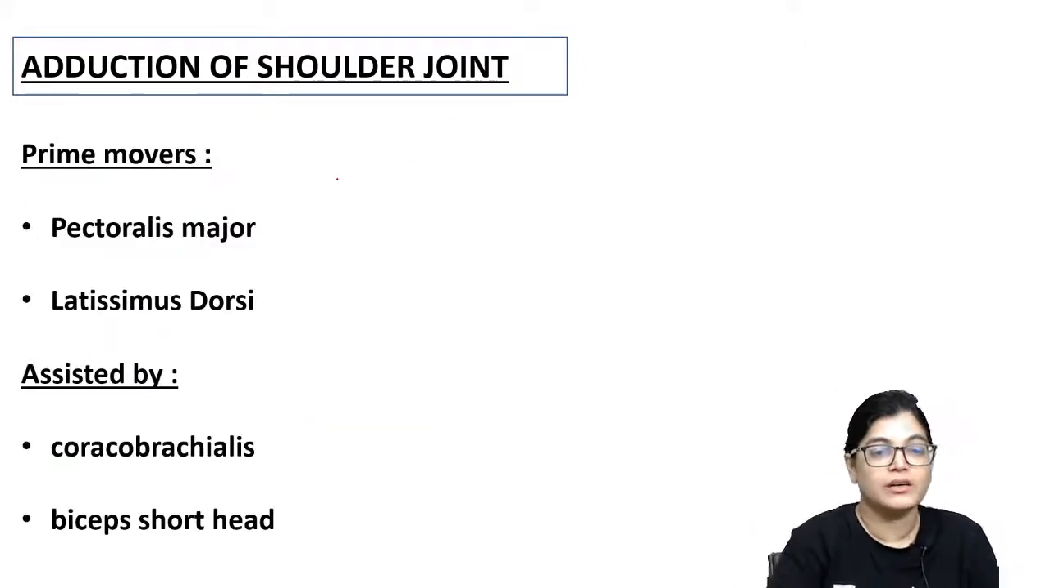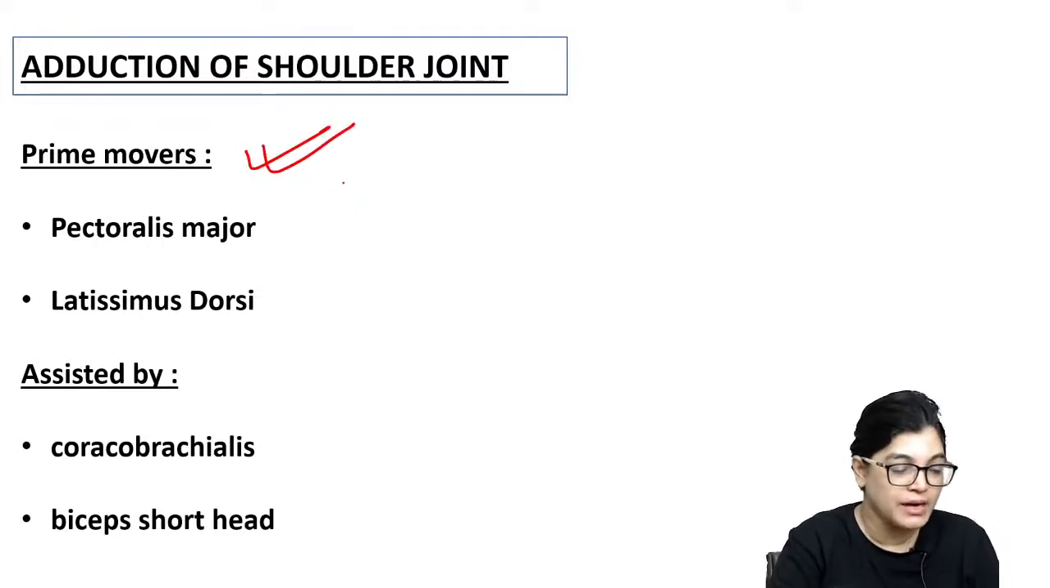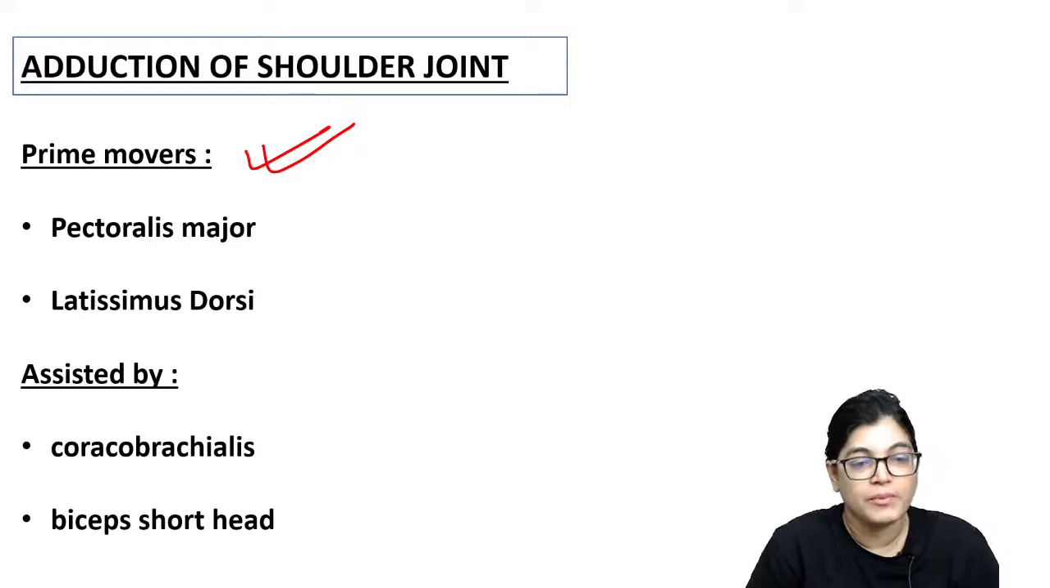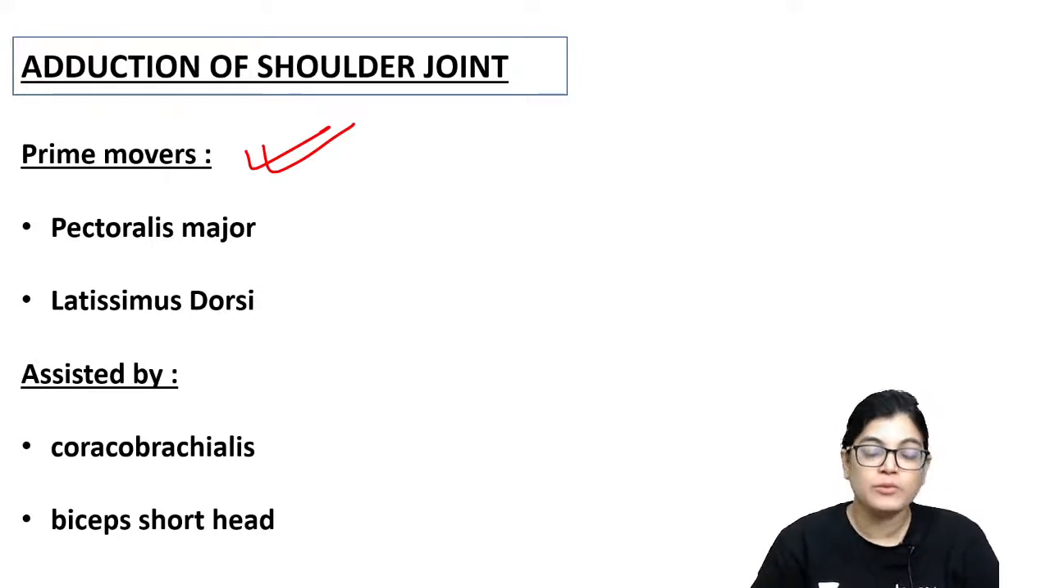Now let me tell you the names of the muscles performing this movement. The prime adductors of the shoulder joint are pectoralis major and latissimus dorsi. To be more specific, the sternocostal fibers of the pectoralis major cause the adduction movement. Flexion movement is caused by the clavicular part.